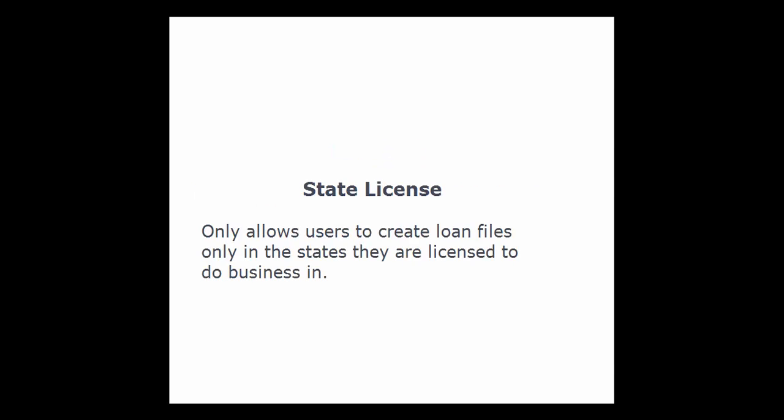The state licenses rule allows users to create loan files only in the state they are licensed to do business in. This rule prevents users from saving a file unless the subject property state matches their licensing.